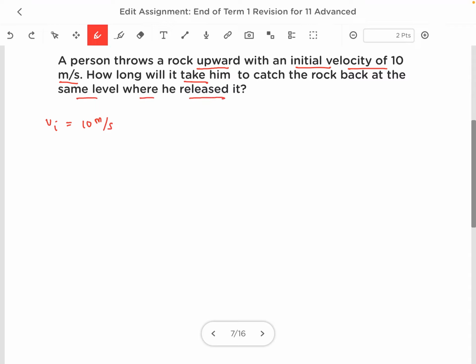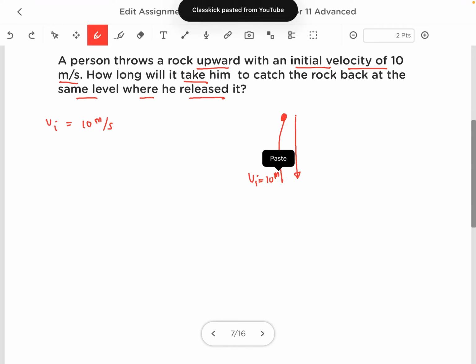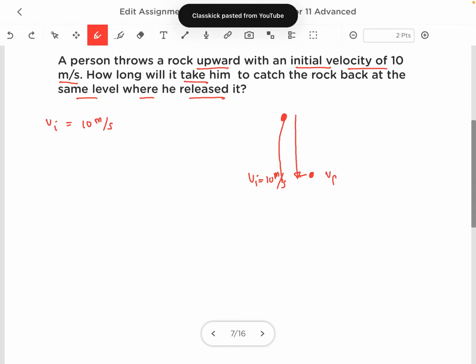So as the ball goes up, it would actually come back down. So if the initial velocity here is 10 meters per second as it's thrown upward, its velocity as it goes down and reaches the same point would be equal to negative 10 meters per second. So that would be VF is equal to negative 10 meters per second.